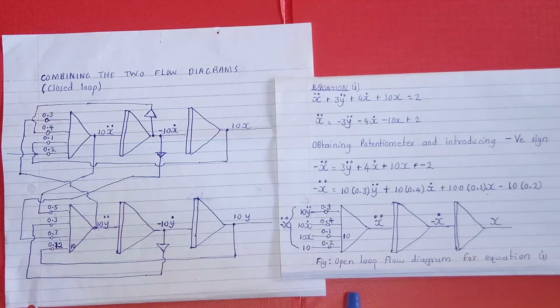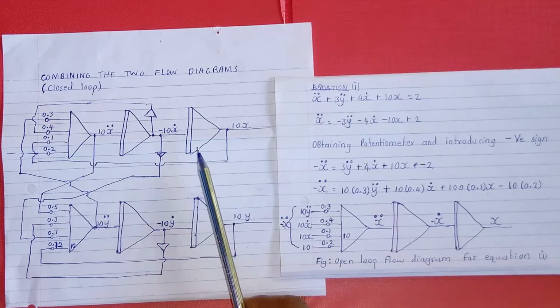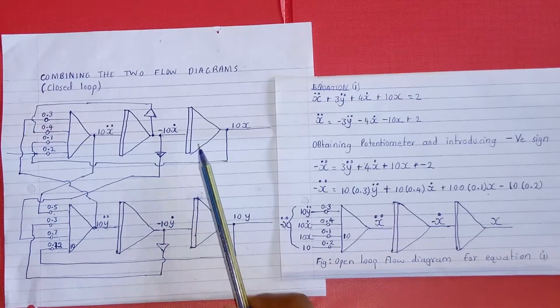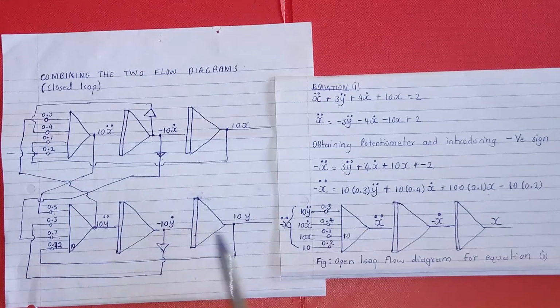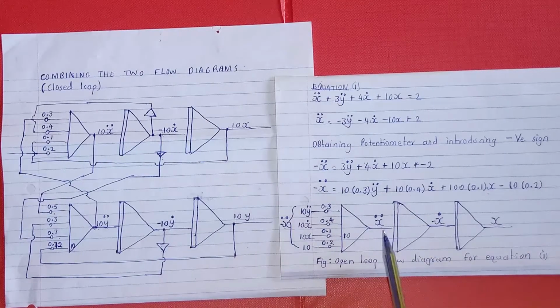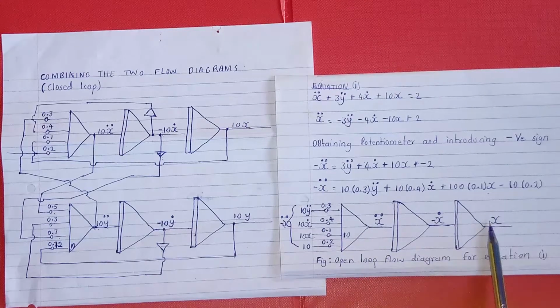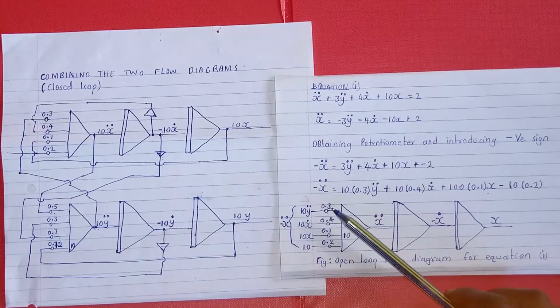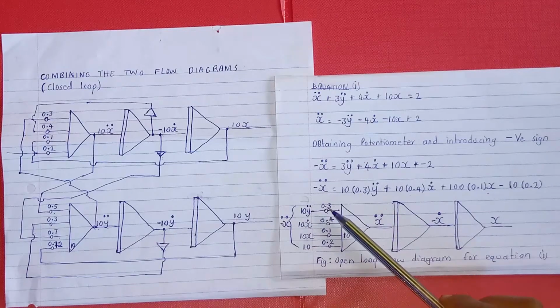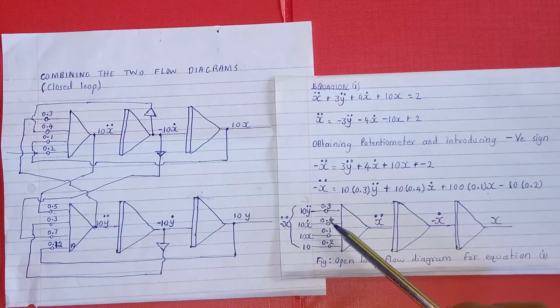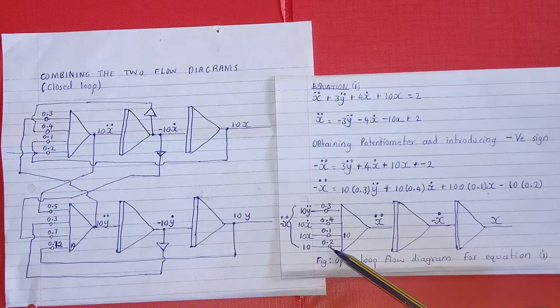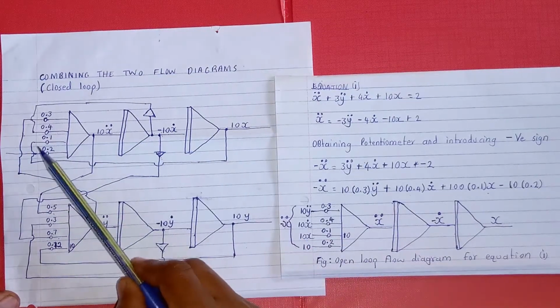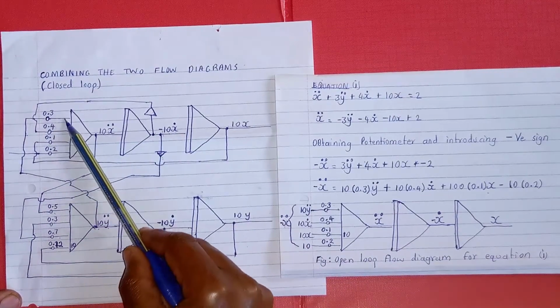Now these are the two diagrams combined. This is the diagram for equation 1 and the diagram for equation 2. Note that nothing has changed. For example, this being the open loop diagram for equation 1, we have placed everything the way it is. So our gains 0.3, 0.4, 0.1 and 0.2 we have just plotted here the way it is respectively.